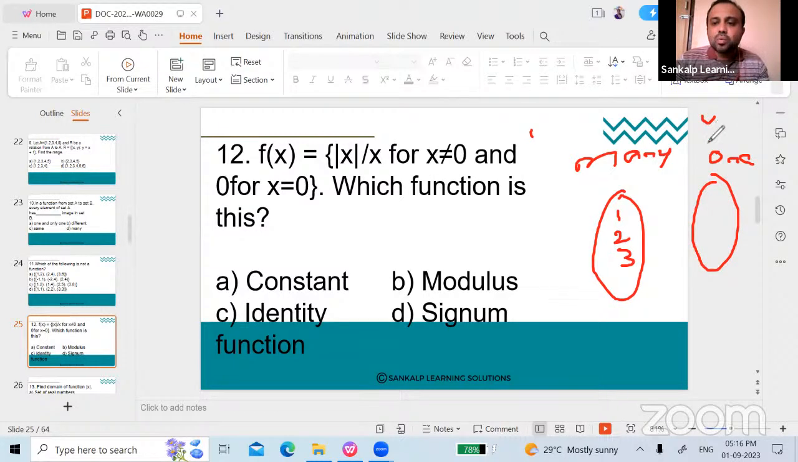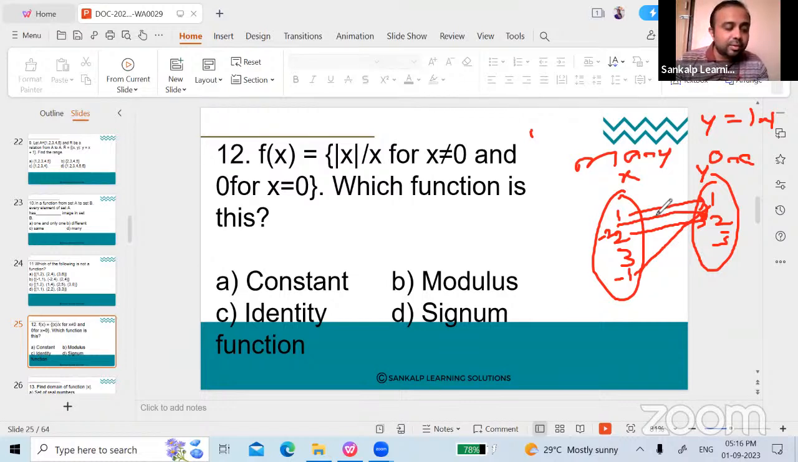If I take this as y is equal to mod of x, and I give x as 1, 2, 3 and look at the x and y output: when I take x as 1, it will give the output as 1 only. When I take x as -1, again it gives output 1. When I take x as 2, it gives y as 2. When I take -2 also, it gives the same output, that is 2 only. It means for many pre-images, only one image will be there. That is always possible. Is that clear? Yes, sir. Okay.